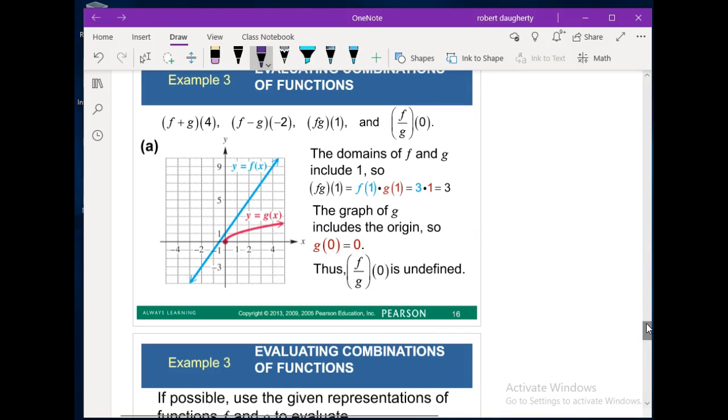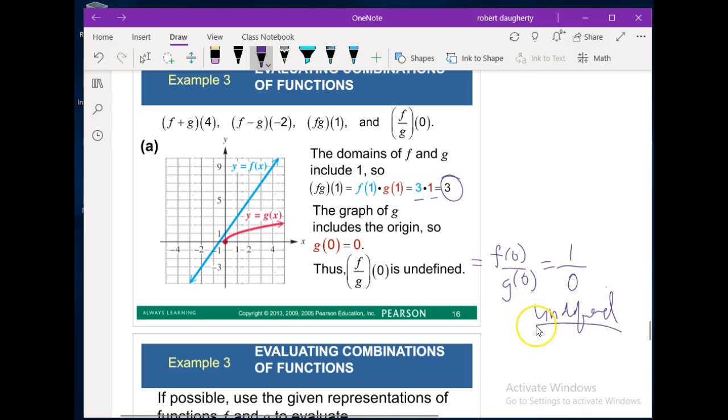Continuing on, let's look at f times g of 1. This is f of 1 times g of 1. f of 1 is, it looks like 1, 2, 3. f of 1 is 3. And then g of 1 is 1. So 3 times 1 is 3. If we look at f over g of 0, f of 0, that's the blue line, f of 0 is 1. So this is f of 0 over g of 0. g of 0 is the red line. g of 0 is 0. This is 1 over 0. This is undefined.